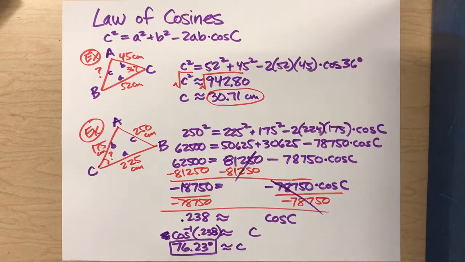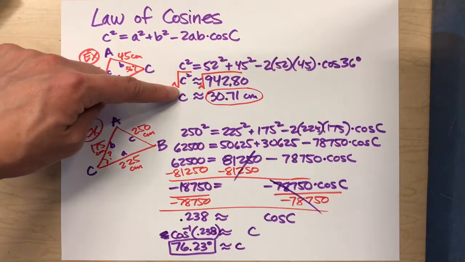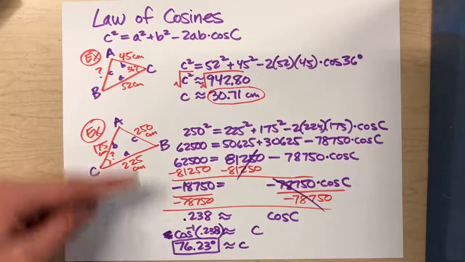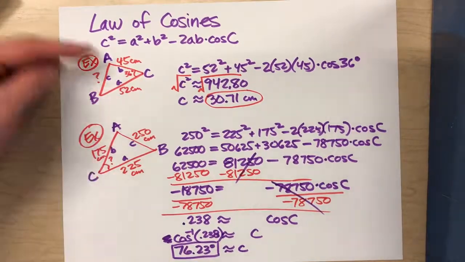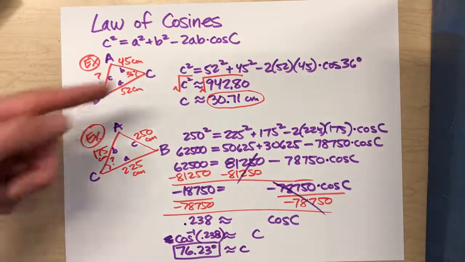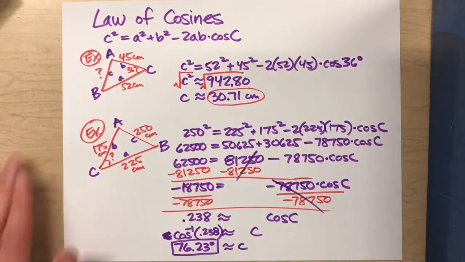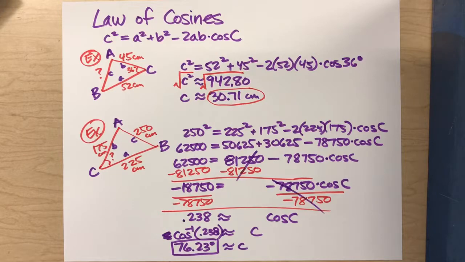Two examples of using the law of cosines. One where you're trying to find the side length, that's this one, and one where you're trying to find the angle, that's this one. As you can tell, finding the angle takes a little bit more work. Finding that missing side length is actually pretty easy. It's just calculator work. But work carefully because there are a lot of steps to these.